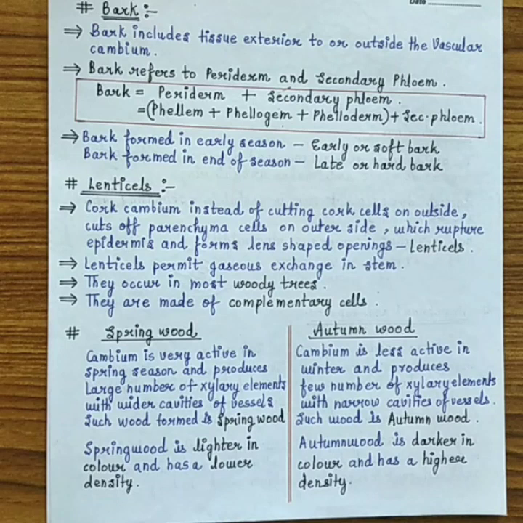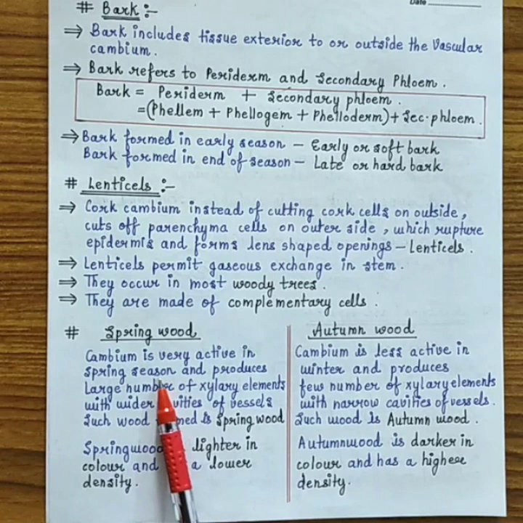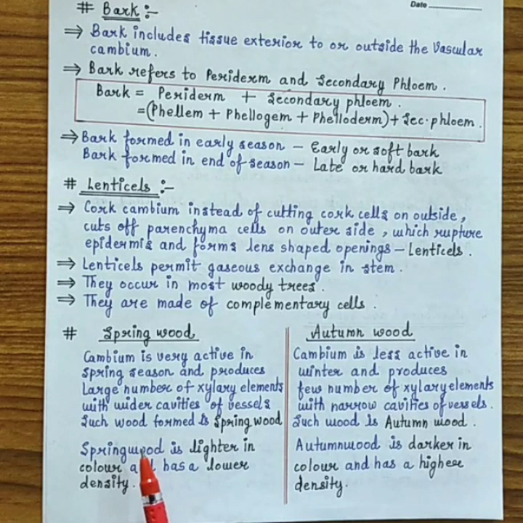नाउ स्प्रिंग वुड एंड ऑटम वुड. कैम्बियम जो है वो बहुत एक्टिव होता है स्प्रिंग सीजन में एंड इट प्रोड्यूसेस लार्ज नंबर ऑफ जाइलम एलिमेंट्स, जिसमें वेसल्स आर हैविंग वाइडर कैविटीज, वेसल्स की जो कैविटी होती है वो वाइड होती है.